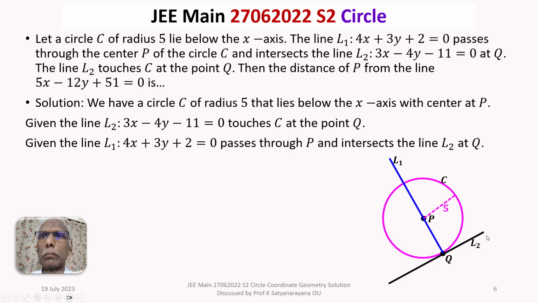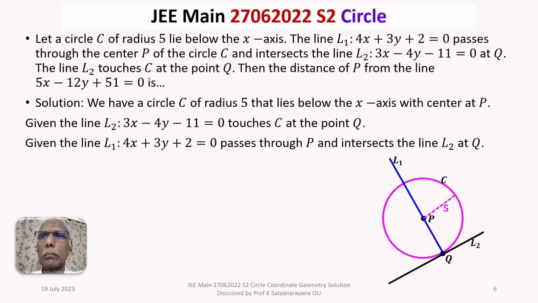That means L2 is a tangent to the circle C at Q, and L1 is a line passing through P and intersects L2 at Q. That means L1 and L2 are perpendicular to each other. These are some of the observations we have made.